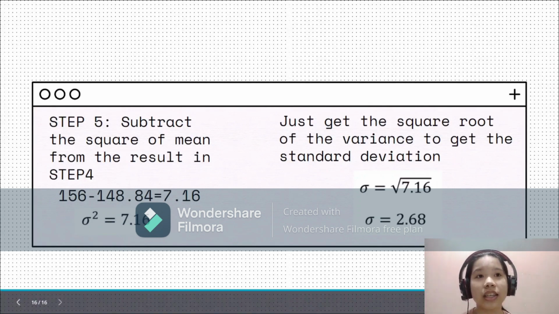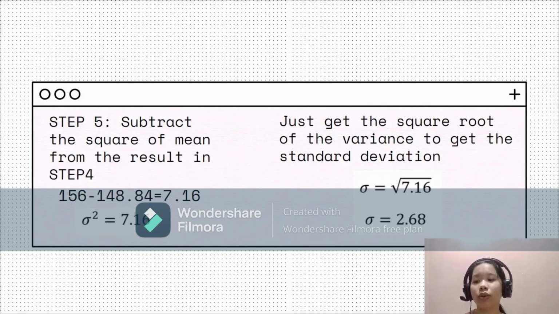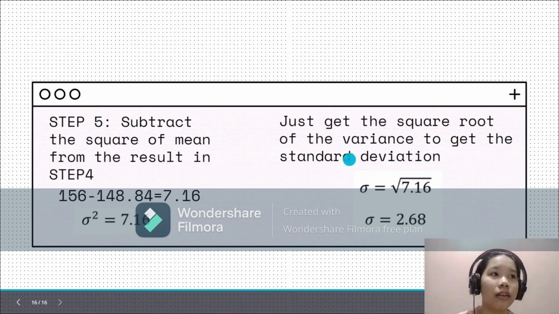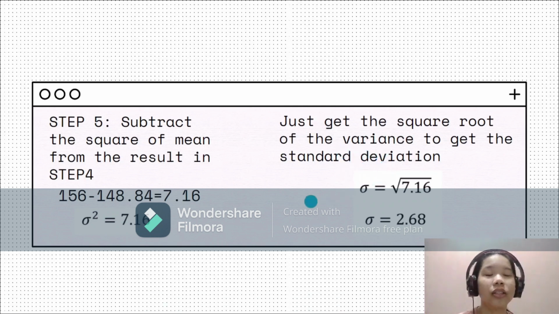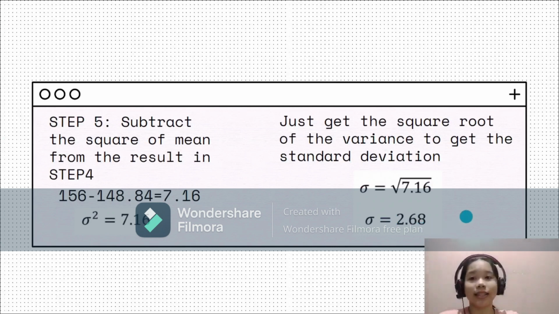The process is short, and I recommend that you use this process because the value is still the same. So next is finding the standard deviation. It's just the same process. We're just going to take the square root of the variance and we're going to get the value of the standard deviation. So standard deviation is equal to the square root of 7.16, and standard deviation is equal to 2.68.